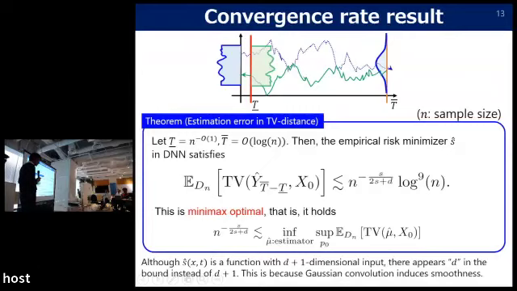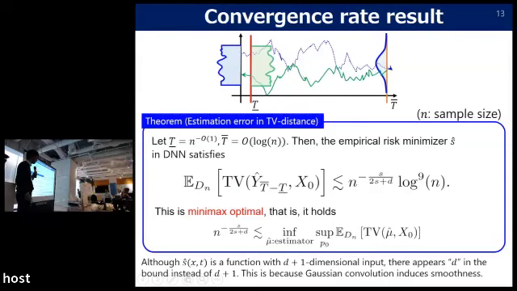One reason here is that p_t is diffused. p_t is given by the convolution between the true distribution and a Gaussian distribution. Because of such a convolution, p_t is a kind of diffused quantity of p_0. So p_t is very smooth. For any positive t, the marginal distribution p_t is infinitely differentiable. By taking such smoothness into account, we can show this rate. That is a very important point.